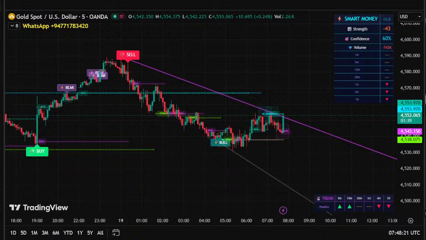A hammer candle is characterized by a small body at the upper end of the trading range and a long lower wick. This formation typically occurs at the bottom of a downtrend and signifies a potential bullish reversal. The long lower wick indicates that sellers drove the price down significantly during the session, but strong buying pressure brought the price back up near the opening level.